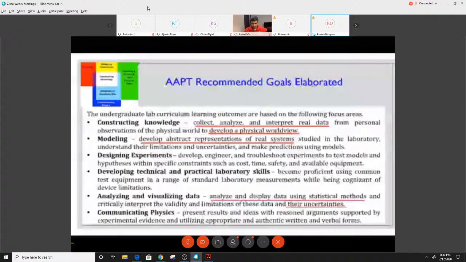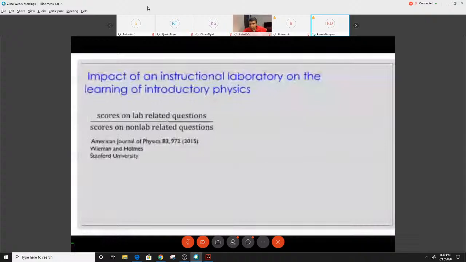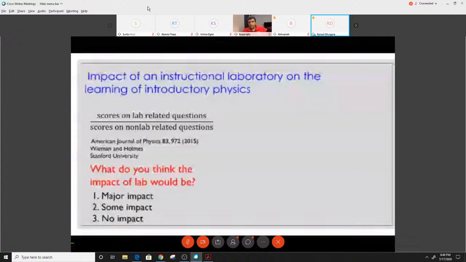So here is a survey. In this survey, they look at the performance in the final exam of the students who took the lab class versus those who did not take the lab but took the same physics course. They chose questions related to the concepts covered in the lab as well, and then presented the findings. So now the question, for everybody here, the participants: what do you think they may have found? Was the major impact of using the concept in the lab on the performance in the physics course major, some, or no impact?